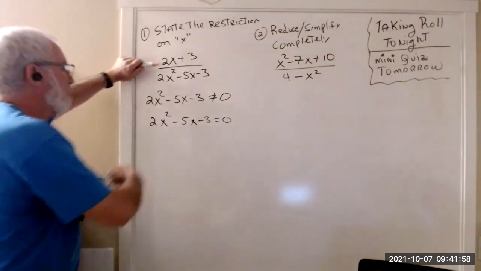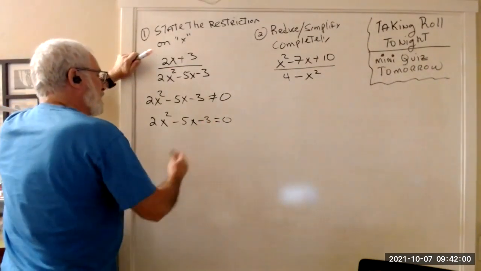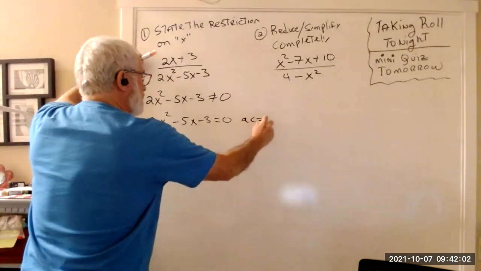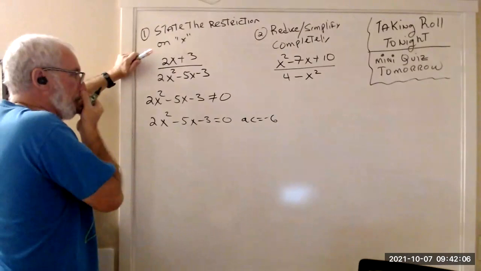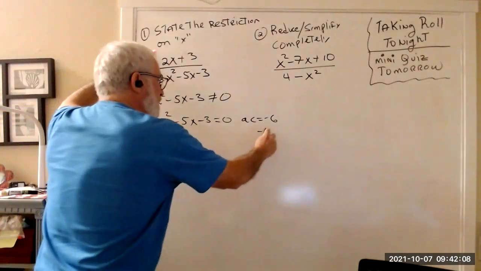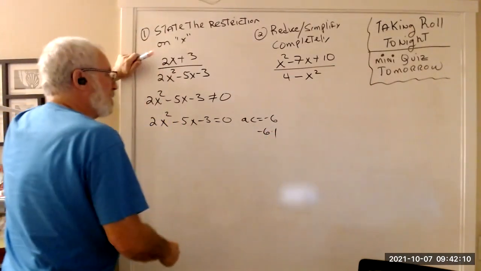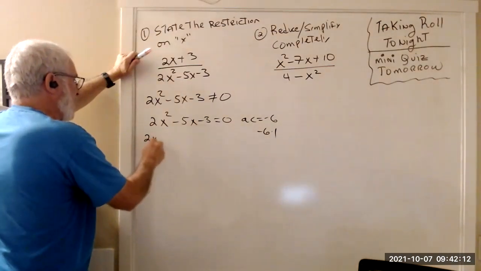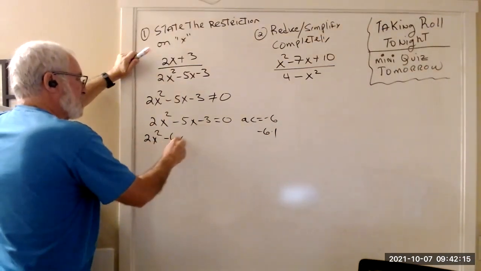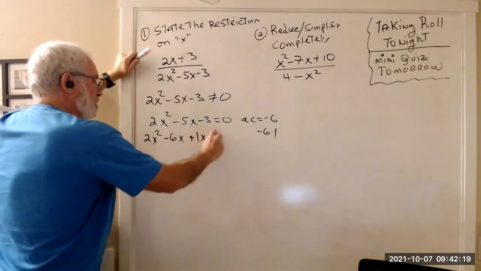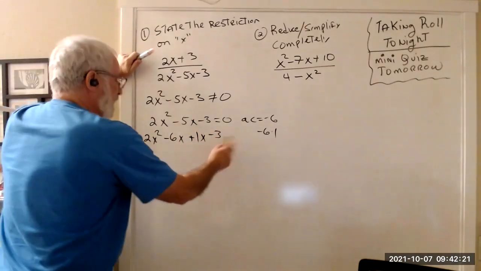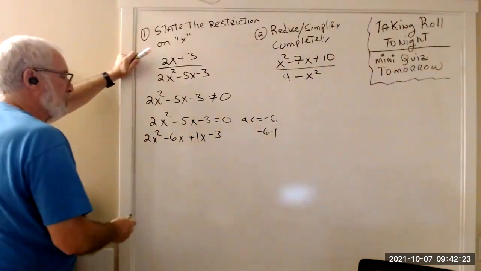Okay, so we solve this. We use the AC. AC is -6. What times what makes -6? That's -6 times 1. So we say 2x squared minus 6x plus 1x minus 3 technically equals 0.